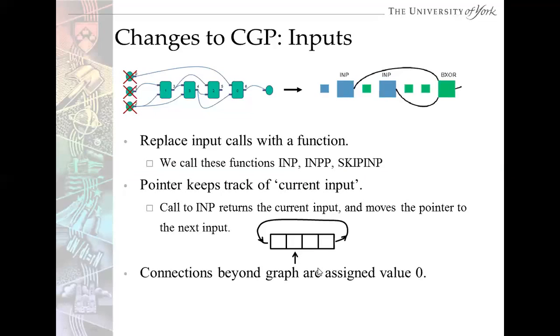Often in CGP, you can get a situation where you get inputs to nodes that count back beyond the length of the graph. So you need to handle this case. When that happens, we just assume that they get the value 0.